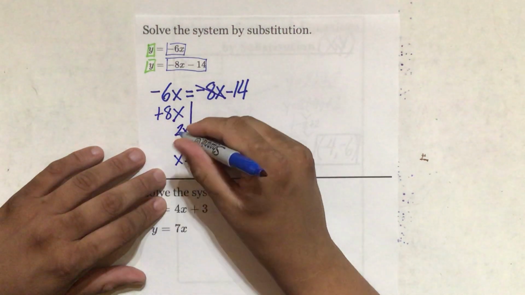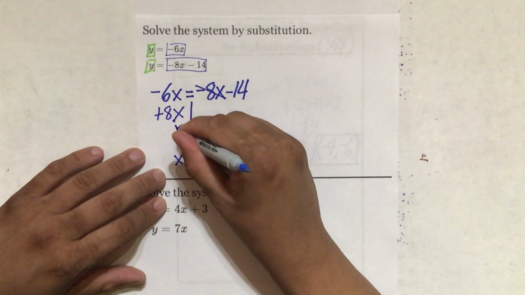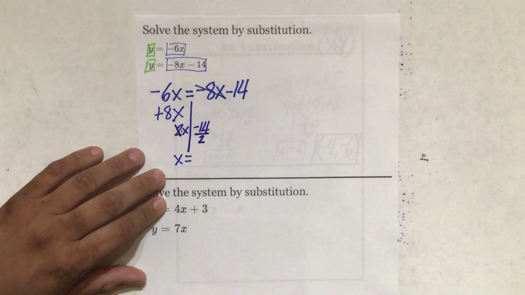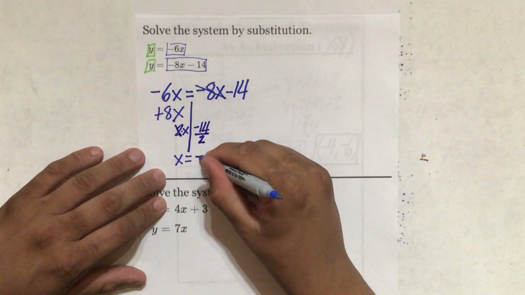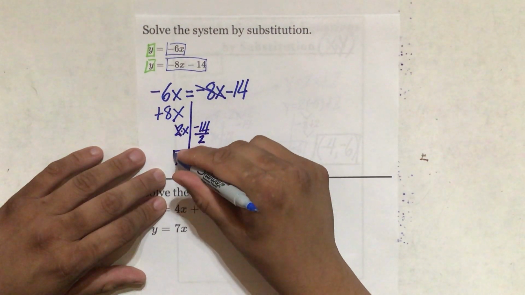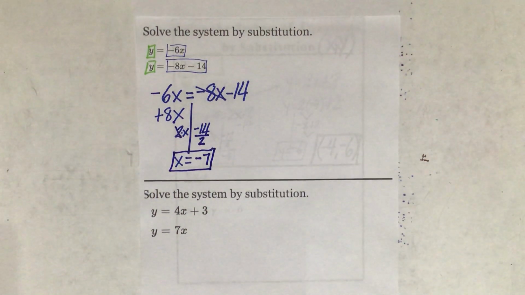Now remember that 2x means 2 times x. So if I cross it out, the opposite of times, when I bring it over, is divide. Negative 14 divided by 2: a negative divided by a positive is a negative, and 14 divided by 2 is 7. And there you go, I have my x.